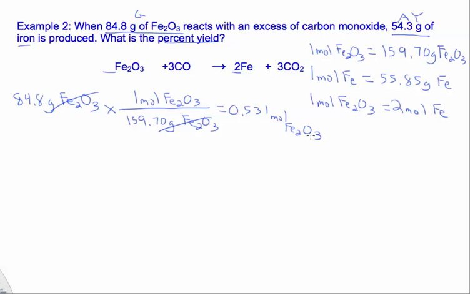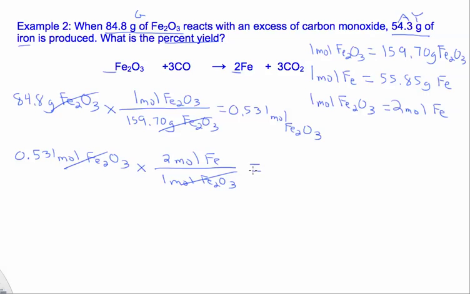Now we have to use mole ratio to convert from moles of Fe2O3 to moles of iron. And we got these numbers for our mole ratio from our balanced equation. So we know it is 1 mole of Fe2O3 and 2 moles of iron. And you should have 1.06199.